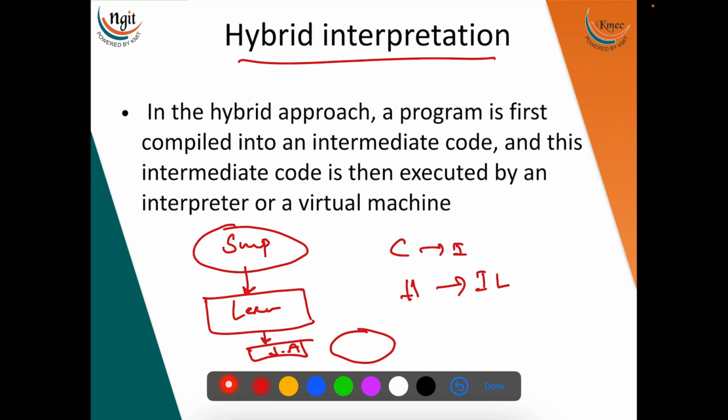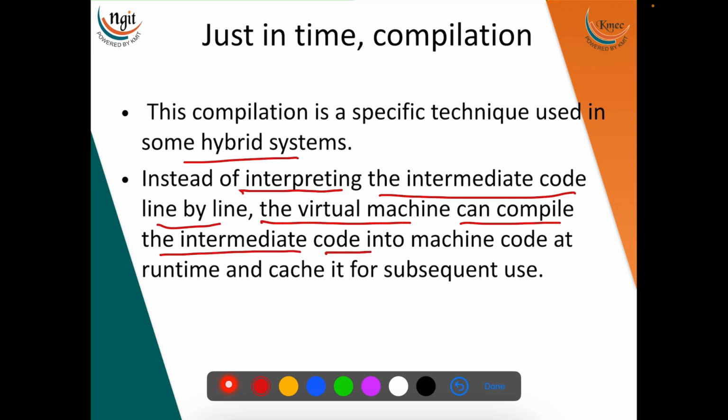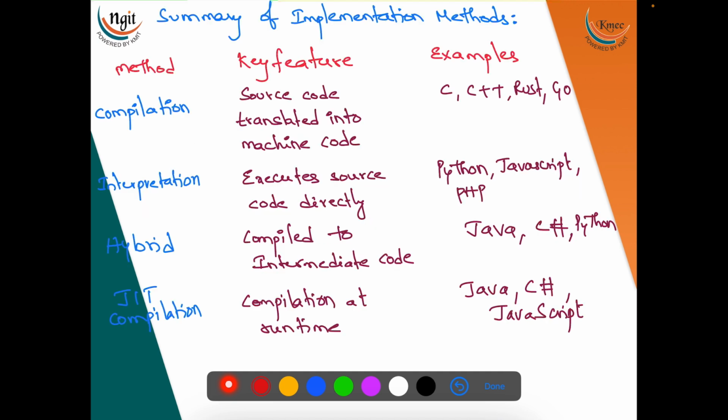And what is the just-in-time implementation system? This compilation is a specific technique used in some hybrid systems. Instead of interpreting the intermediate code line by line, the virtual machine can compile the intermediate code into machine code at runtime and cache it for subsequent use. The programming languages which take just-in-time are Perl, and .NET is a programming language which takes just-in-time compilation or interpretation system implementation methods.